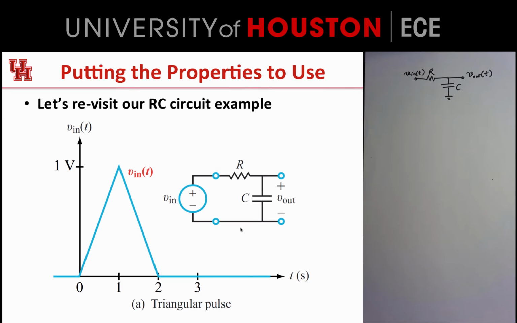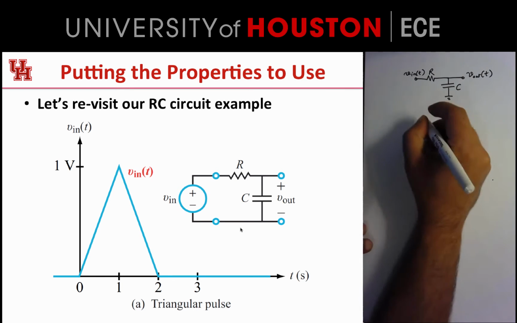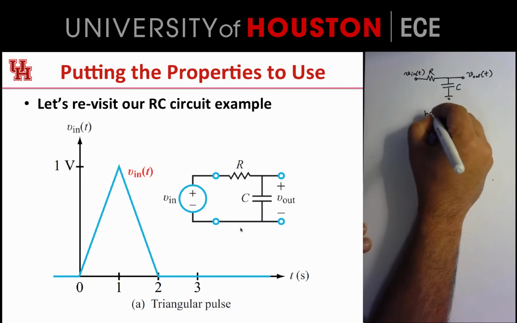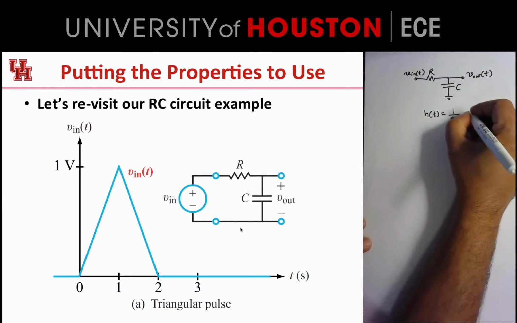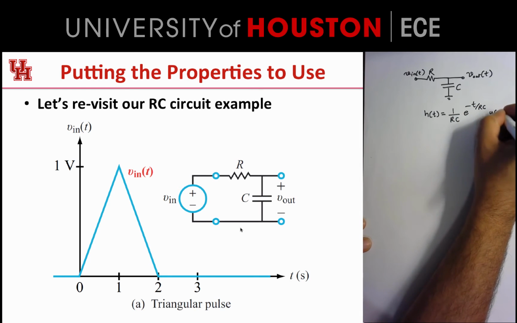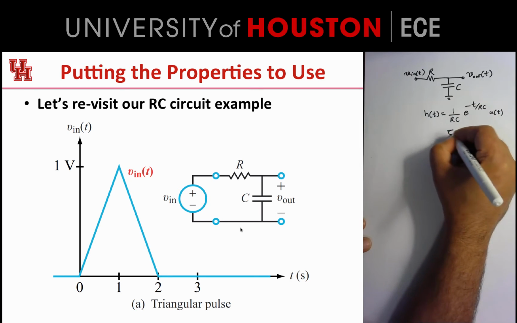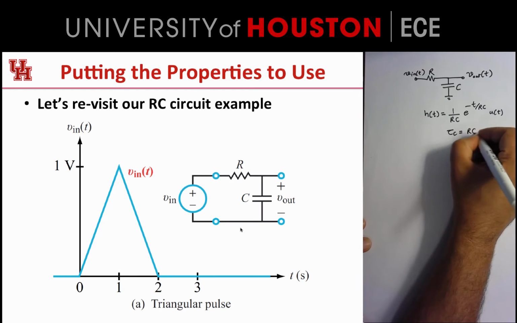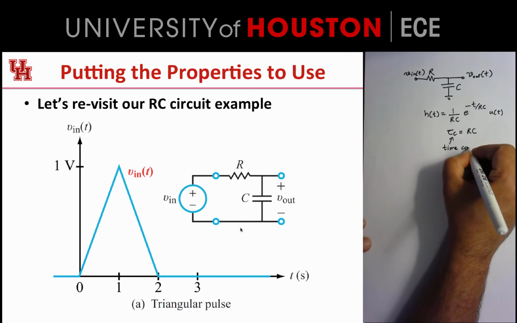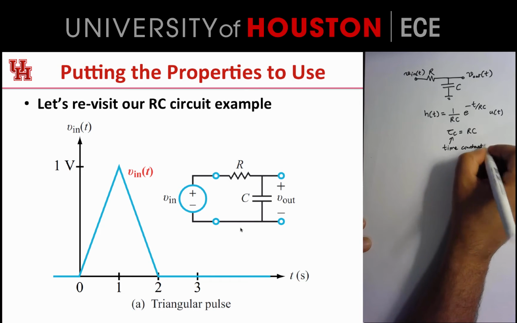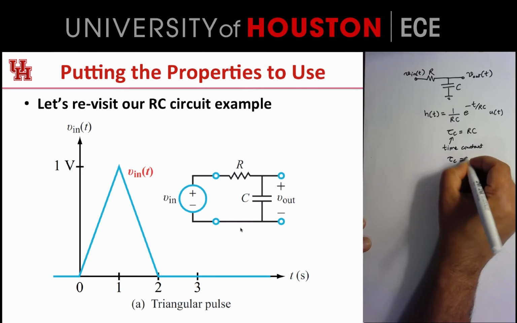Okay, so for this circuit, we know that the impulse response, h of t, is given by 1 over RC e to the minus t over RC, right? Now, we call tau c equals RC. This is what we call our time constant. Now, suppose that our time constant equals 1.